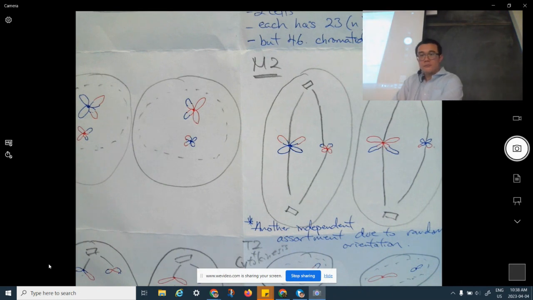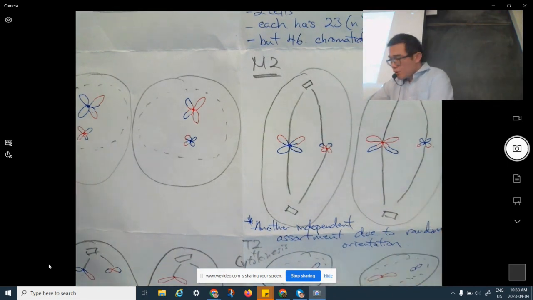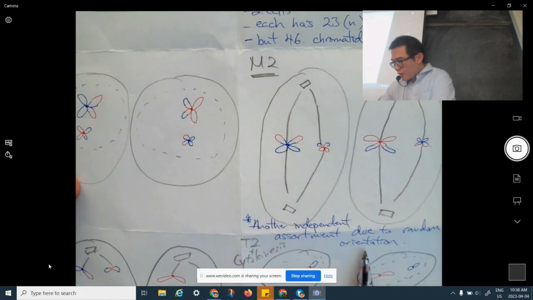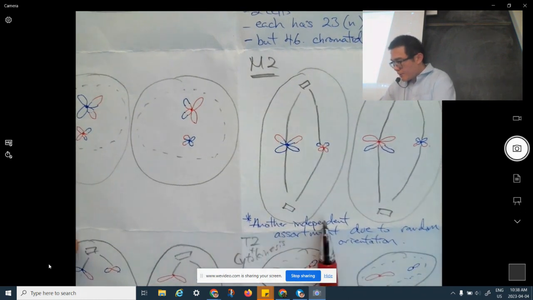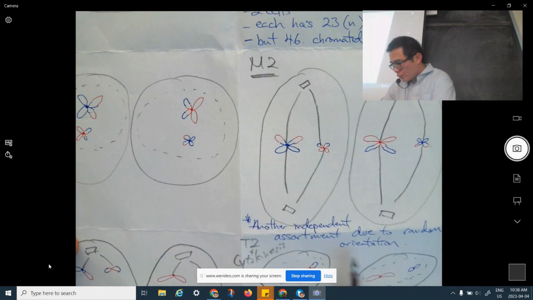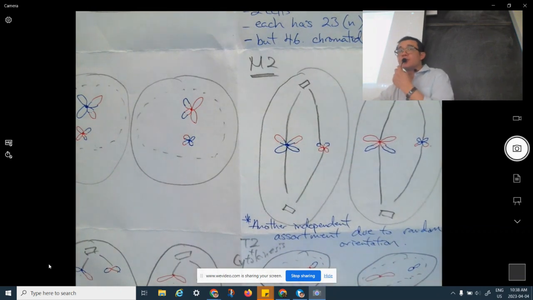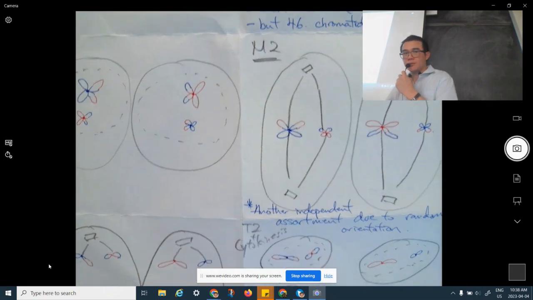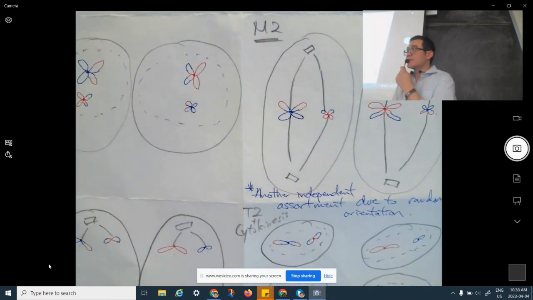What does it say over there? Due to random orientation. So here, another independent assortment due to random orientation. Okay, you're done? What do the dashes mean in here? That's the dissolving nuclear envelope.